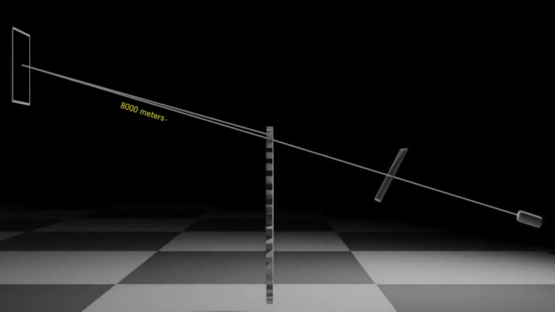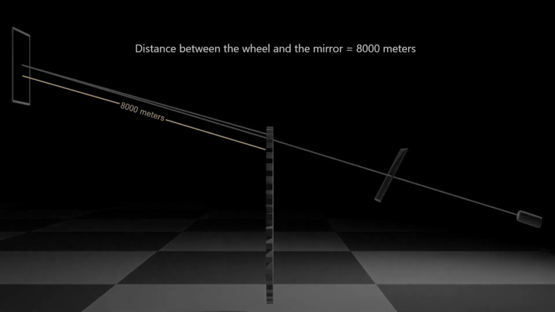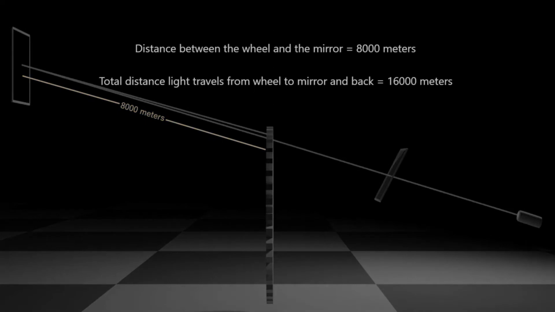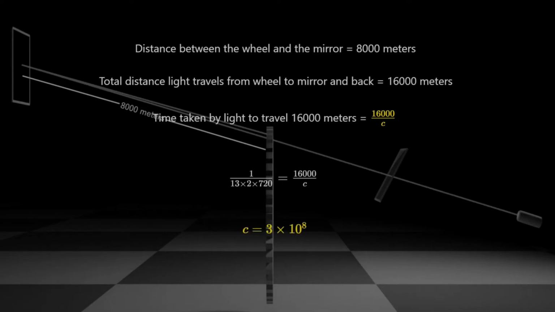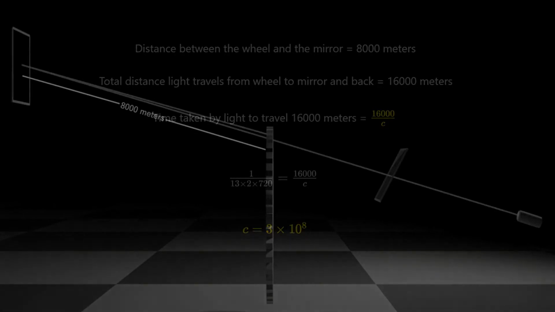Now the distance between the wheel and the mirror is 8 kilometers or 8,000 meters. Yeah, it has to be that large. So the distance light travels from the wheel to the mirror and back is twice of that. That is 16 kilometers or 16,000 meters. If we denote c as the speed of light, the time taken by the light to travel 16,000 meters is 16,000 divided by c. Now this time must exactly match the time it takes to rotate the wheel by one tooth distance to effectively block the light completely, which gives us the speed of light to be approximately 3 times 10 raised to 8 meters per second.